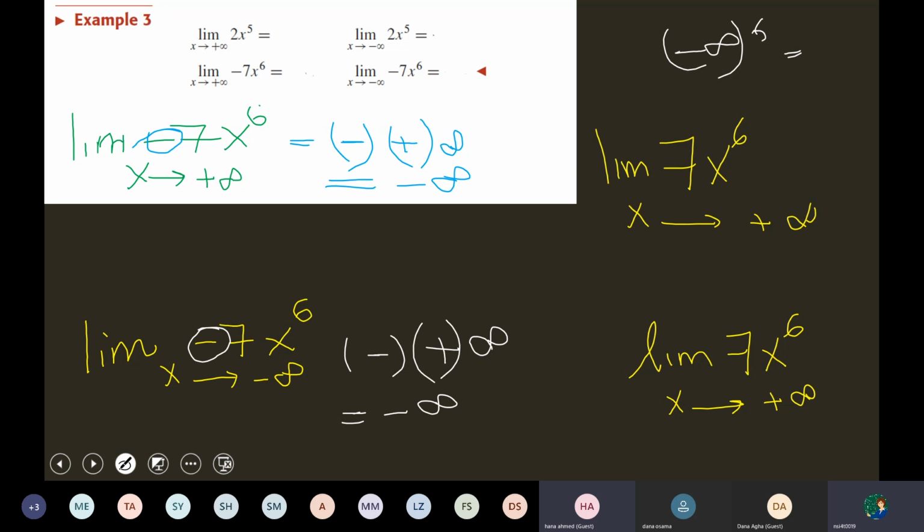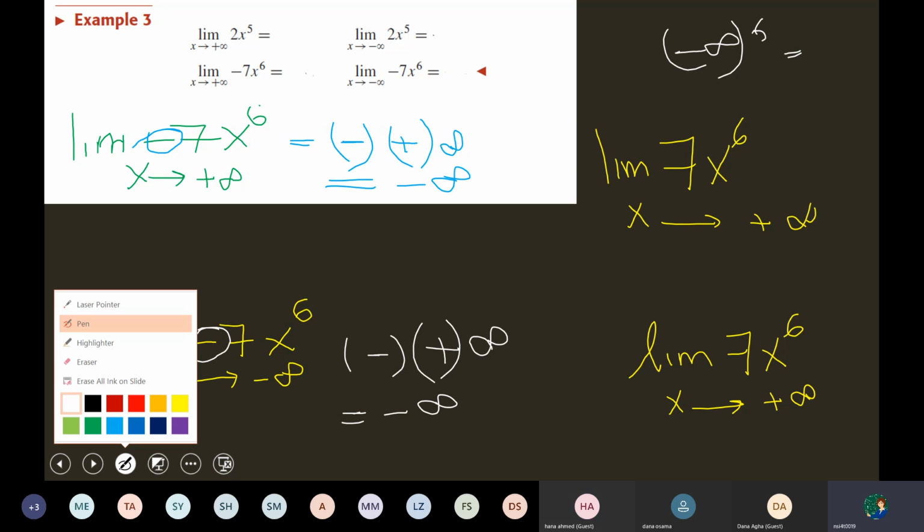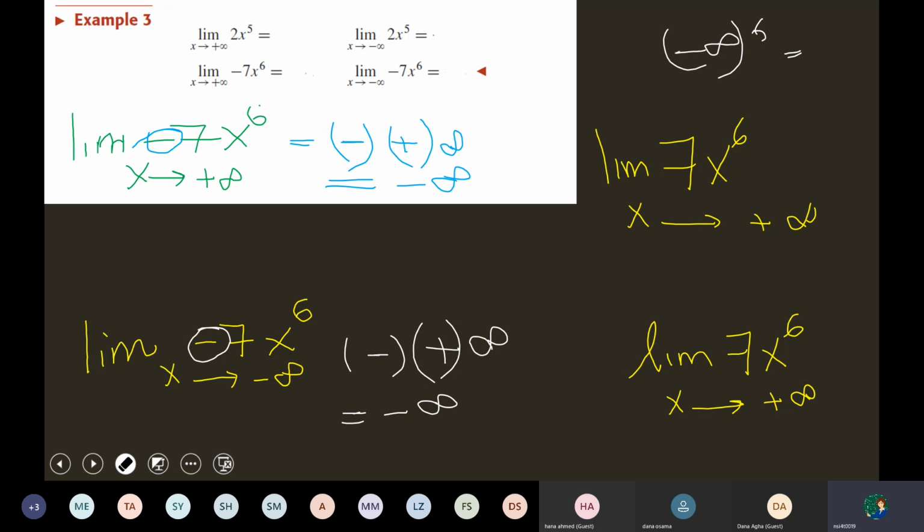Now let's do number 3 here. Limit of 7x to the power 6 when x approaches positive infinity. What is the sign here? It's positive. Now I have a positive infinity. Because it's a positive infinity, whether we have odd or even exponents, the answer will be positive infinity. So positive times positive is positive infinity.